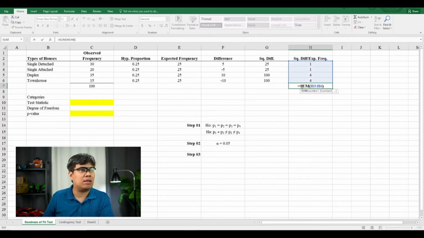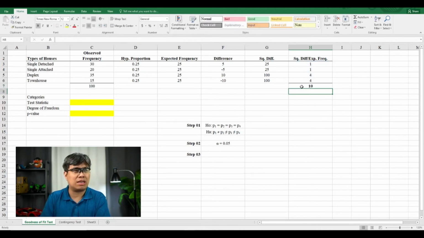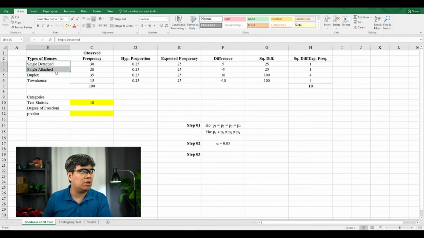So you add all of the squared differences divided by the expected frequency, and you get a total of 10. That would be your test statistic, or chi-square test statistic value. So that's the value. Now we need to determine how many categories we have. Going back to the data set here, we have 4.